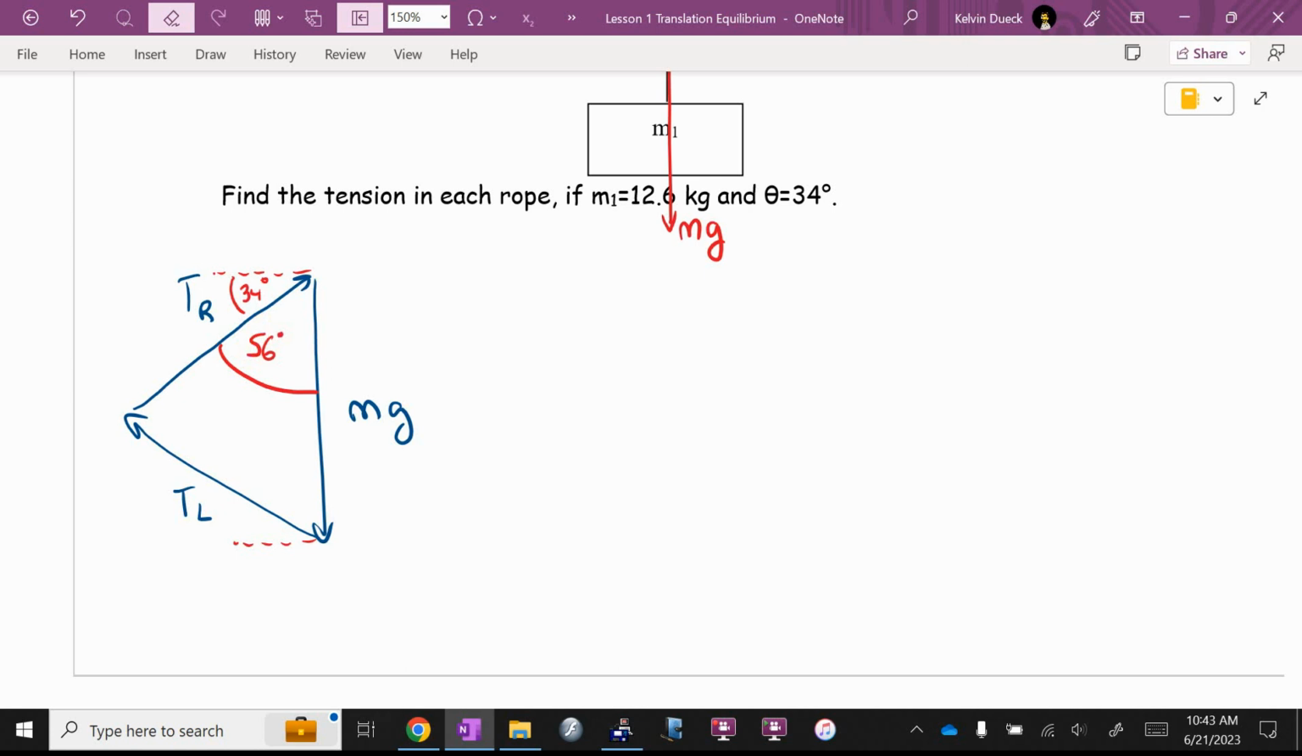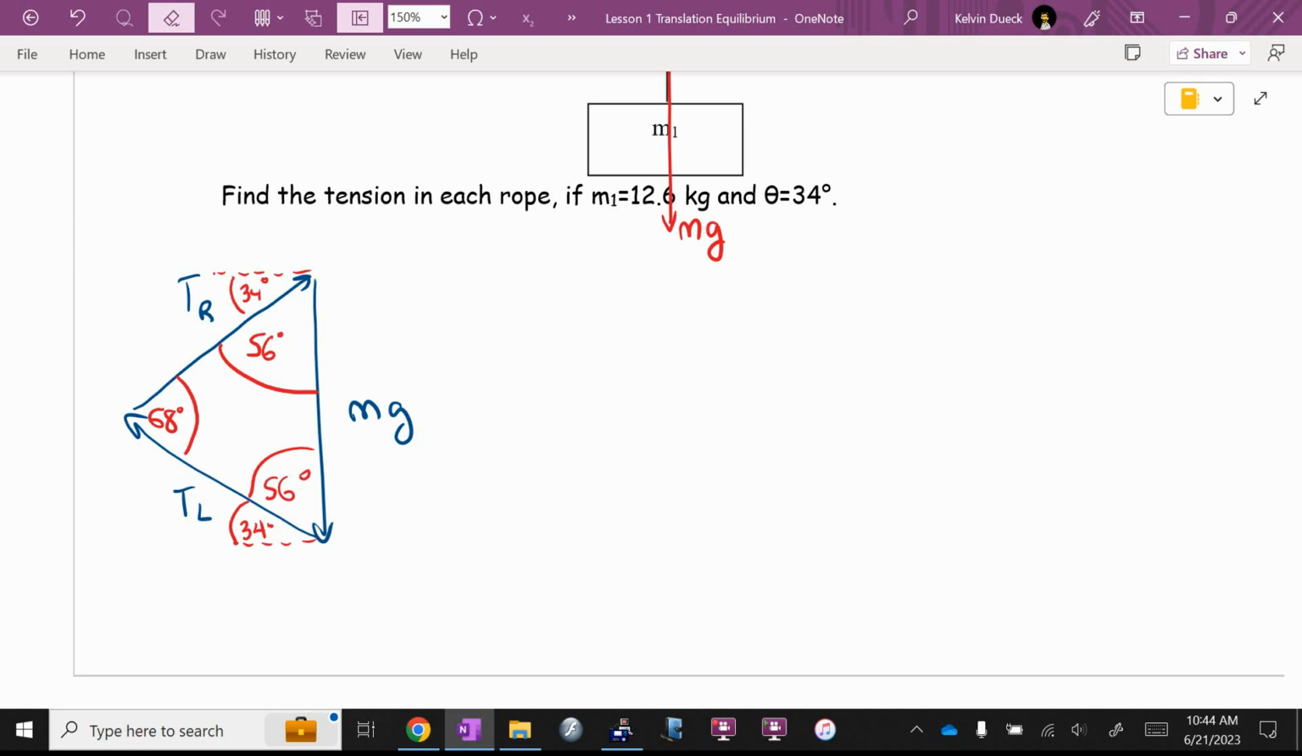I can do a similar argument here. Tension left, when it hits a horizontal line, forms a 34-degree angle, which means this angle here is 56 degrees. If I know two angles, I know three angles, because what does every triangle add to? 180. So can you find the third angle, please? This one right here. 68, is that correct? Okay.